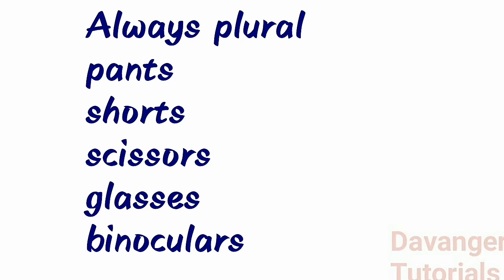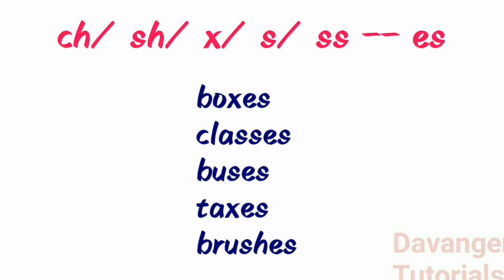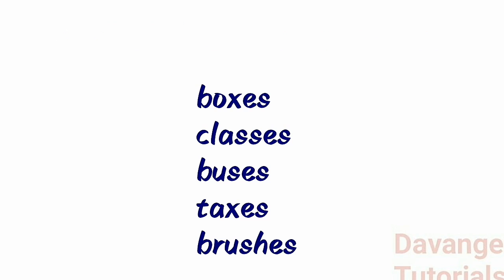And I think at last we have, when a noun ends with CH, SH, X, S, SS, one has to add ES. Boxes, classes, buses, taxes, brushes.